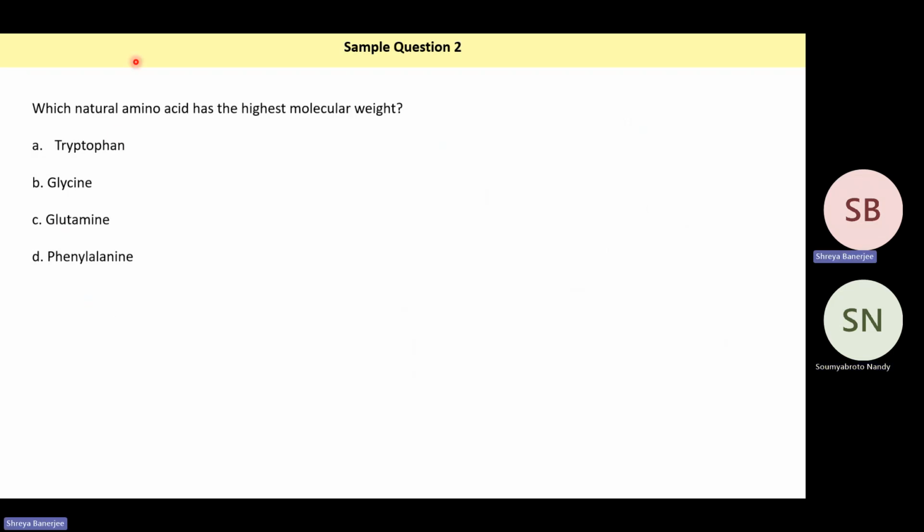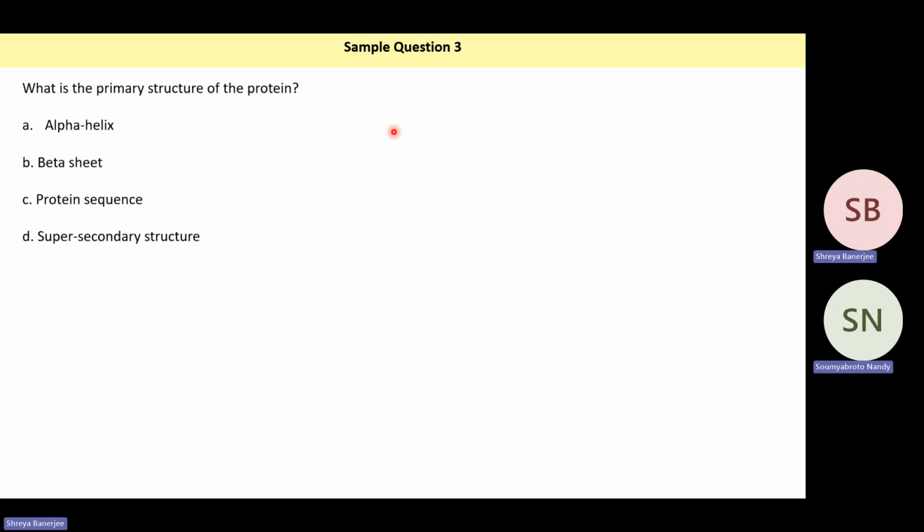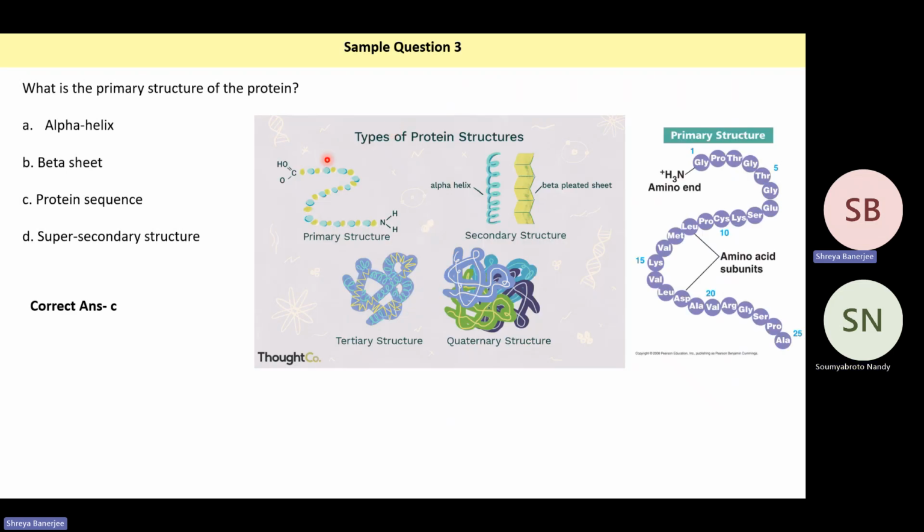Then you have a question asking which natural amino acid has the highest molecular weight. This I mentioned. Tryptophan has one of the biggest side chains. So the answer of this is tryptophan. Then it is asking which among these is the primary structure of the protein? Protein sequence, I think. Yeah. So alpha helix and beta sheet are both secondary structures, and super secondary is your tertiary structure. So the primary structure is just the protein sequence.